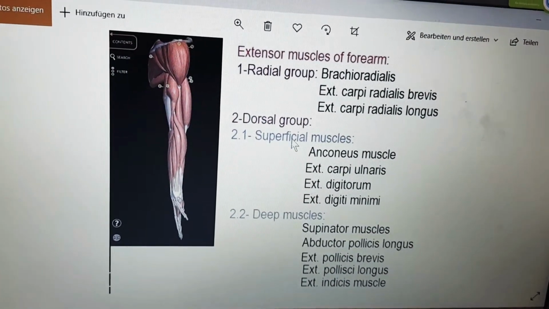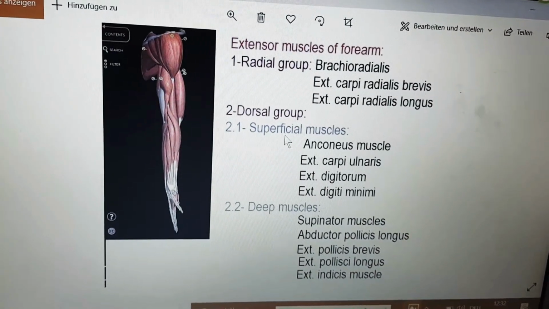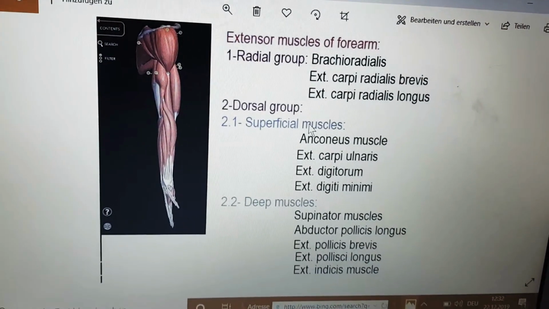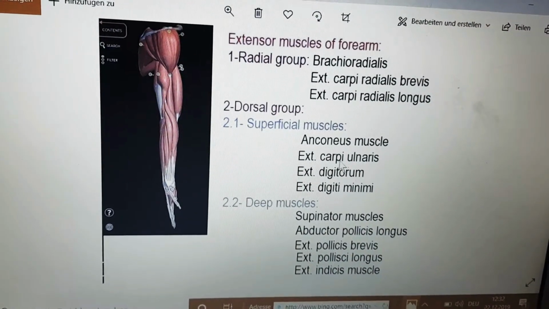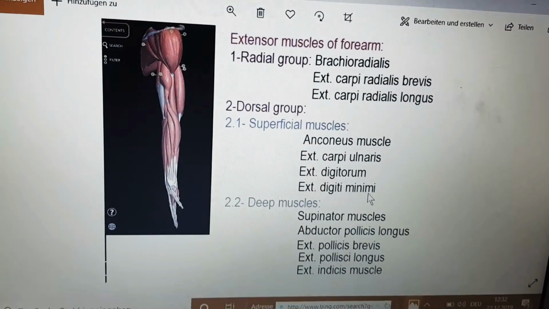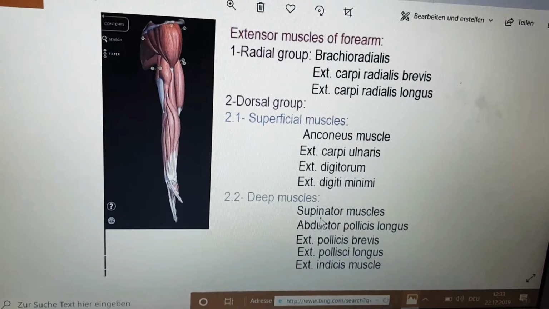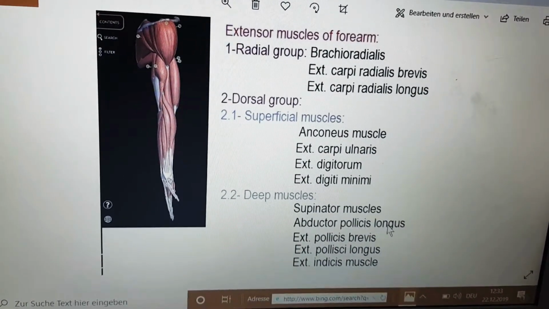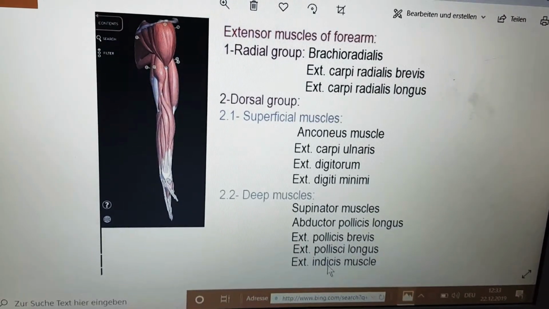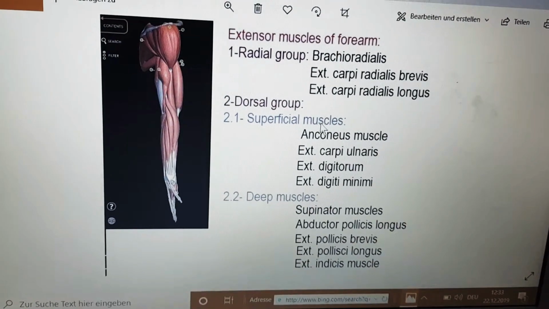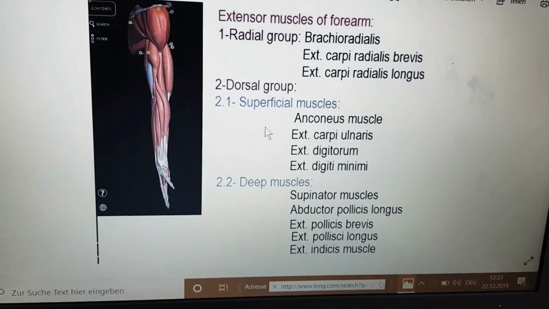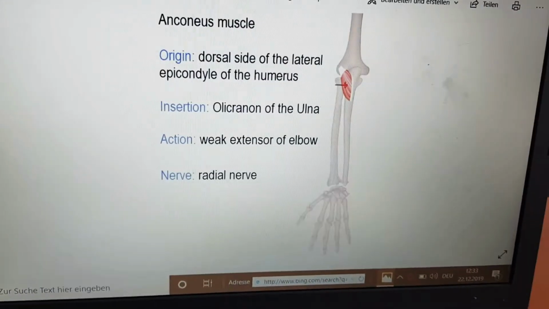This dorsal group is divided in two groups, superficial muscles and deep muscles. In superficial muscles, we have four muscles: anconeus muscle, extensor carpi ulnaris, extensor digitorum, extensor digiti minimi. In deep muscles, we have supinator muscle, abductor pollicis longus, extensor pollicis brevis, extensor pollicis longus, extensor indicis muscle. In this video, I will explain these muscles one by one. I will start from the anconeus muscle.